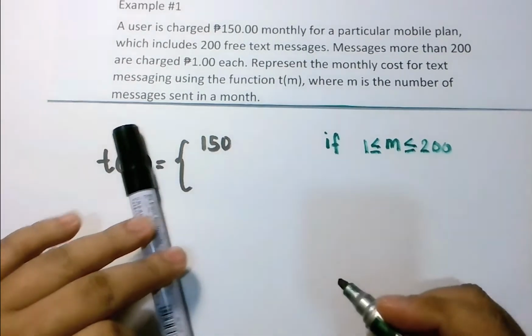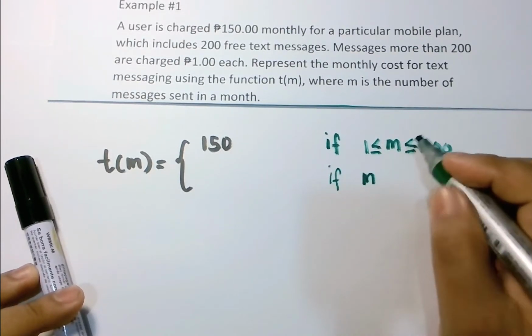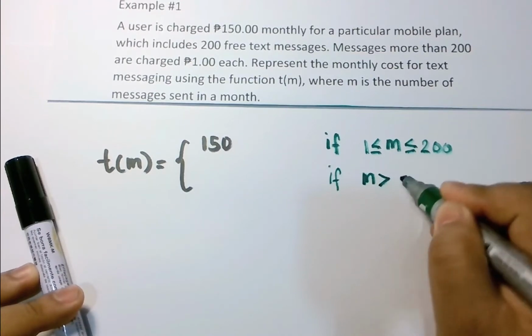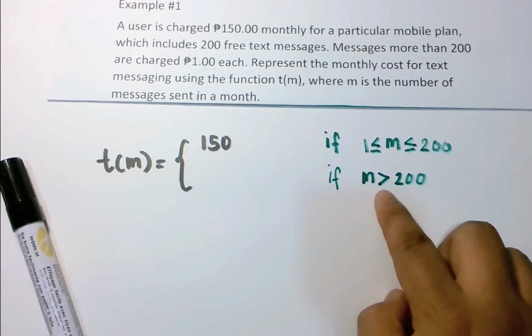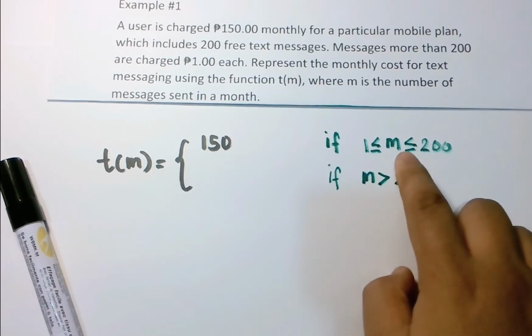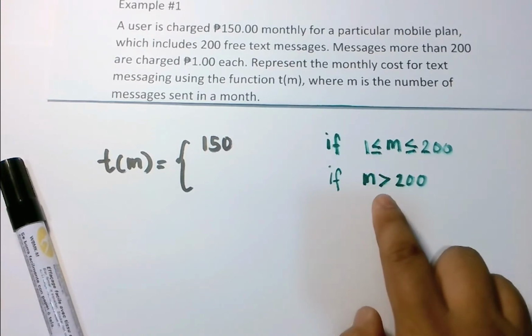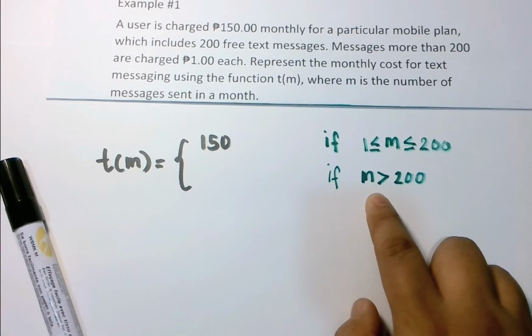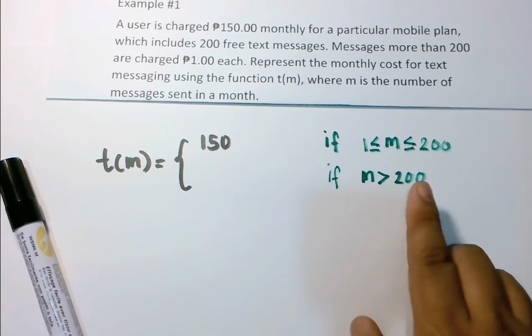Pero, sabi dito, if M or the number of messages sent in a month is more than or greater than 200, so wala tayong nilagay na equal sign doon kasi ibig sabihin nun, pag nilagay natin ng guhit sa ilalim, equal to 200. So, magko-contradict na siya sa first condition. Kasi sa first condition, hanggang 200. So, ibig sabihin, kasama yung 200, pababa hanggang 1. Pero dito, nilagyan natin dito, greater than 200. Ibig sabihin, yung malaki lang sa 200. So, ano yun? 201, 202, pataas.